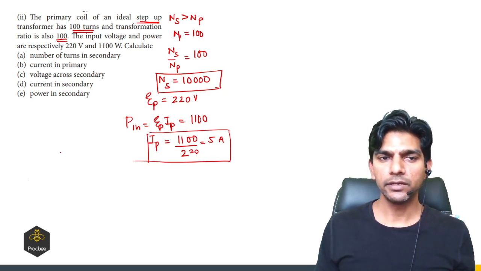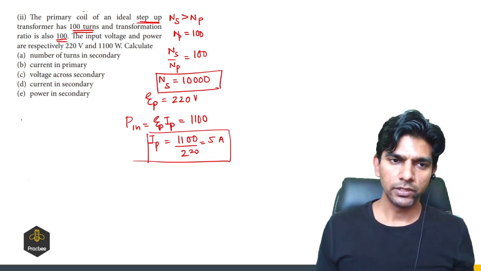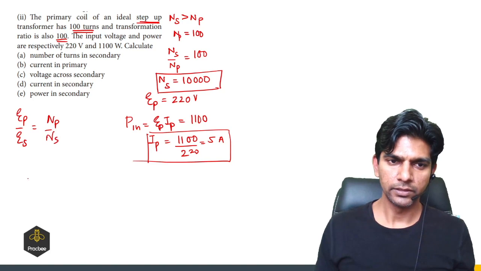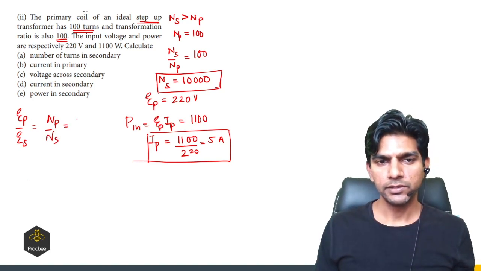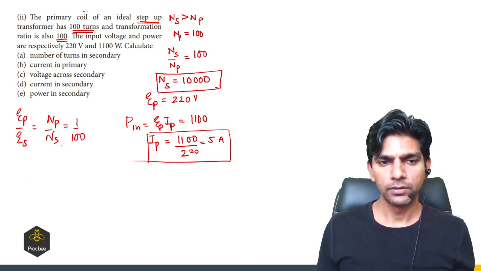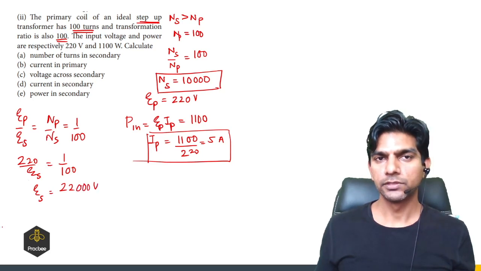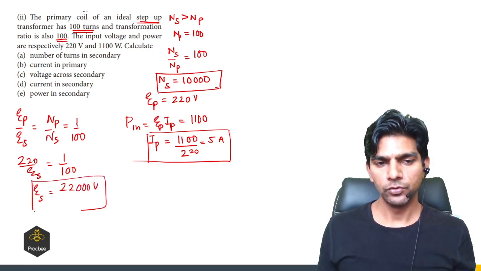Voltage across the secondary: now we can apply the transformer equation. So EP by ES should be equal to NP by NS. NP by NS is 1 by 100 and EP is 220. Now from this equation we can find ES, which will be 22,000 volts. So that is the voltage of the secondary.